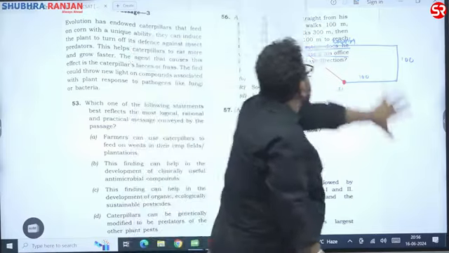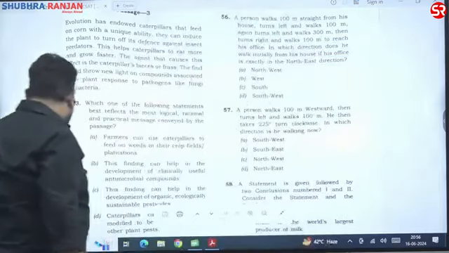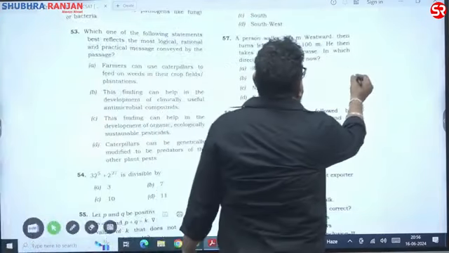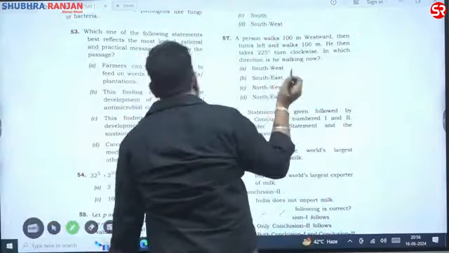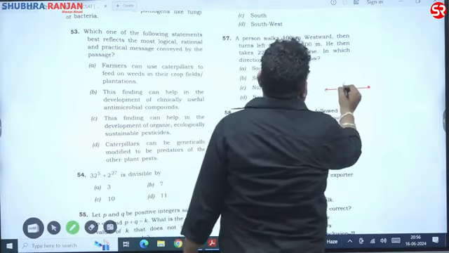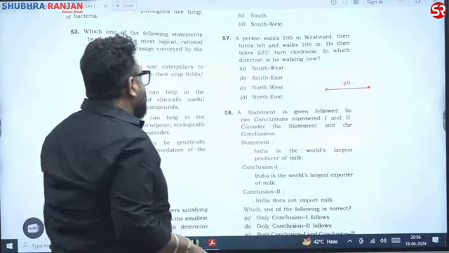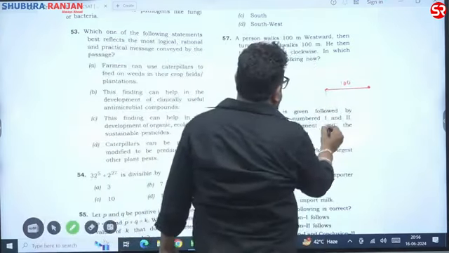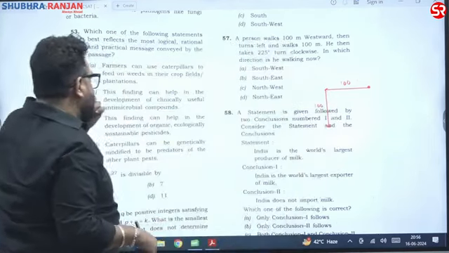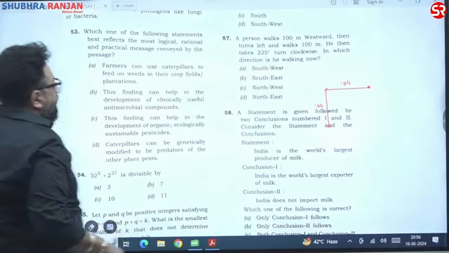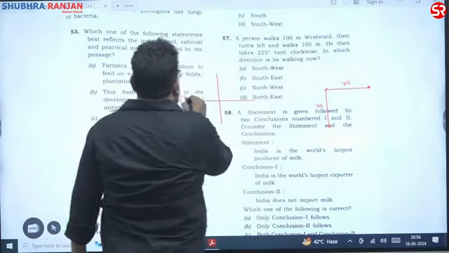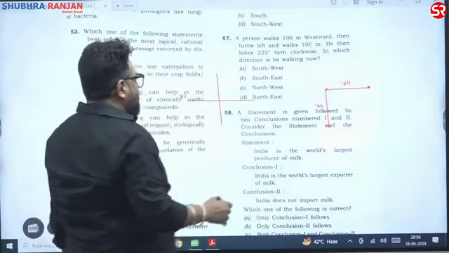Next, look. Same type of question. He says a person walks 100 meters west. After west, he turns and walks 100 more meters. And from here he says he then takes a 225 degree turn. So if he takes a turn from here, again I am making a direction, this is west. So from here he will turn.